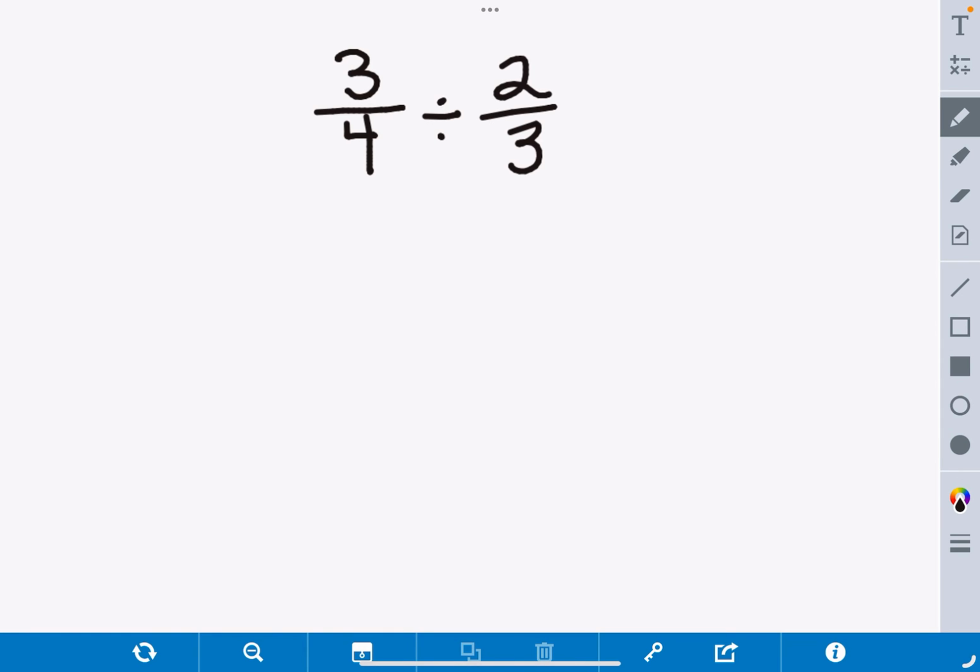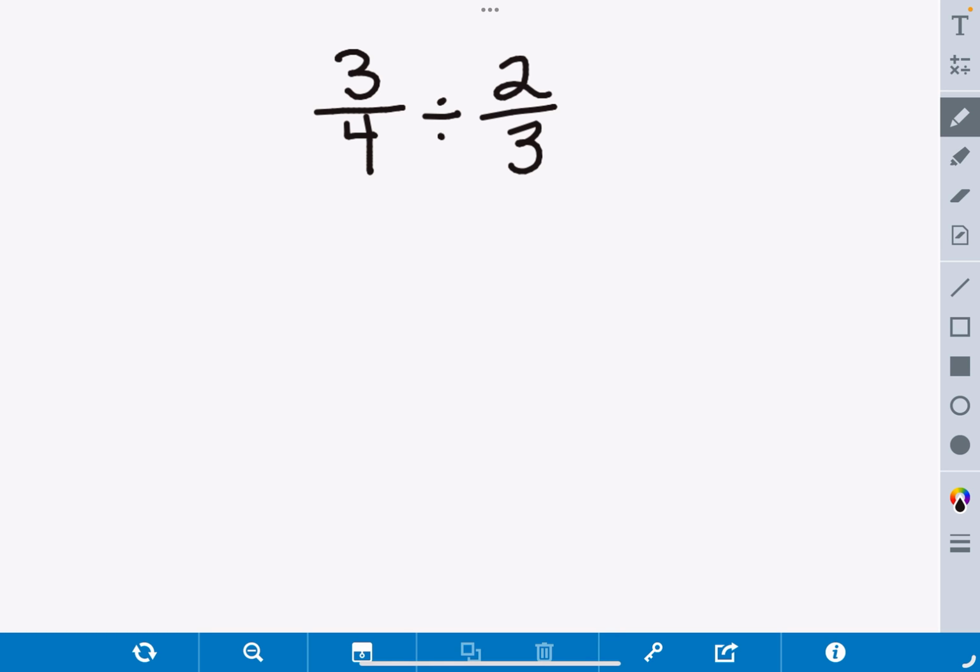We are going to be solving 3/4 divided by 2/3, and we are going to solve it in a way where we can see where multiply by the reciprocal comes from when I'm dividing fractions.